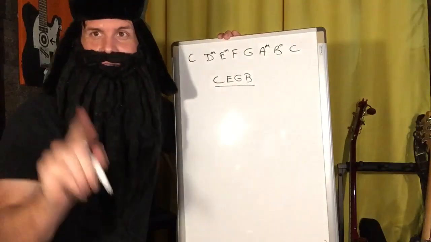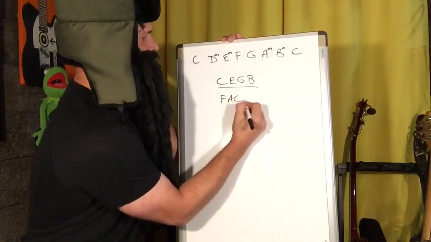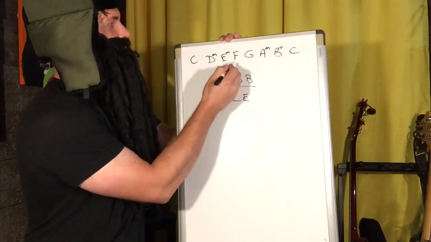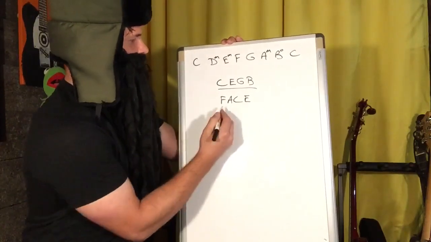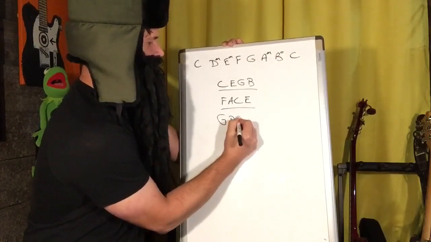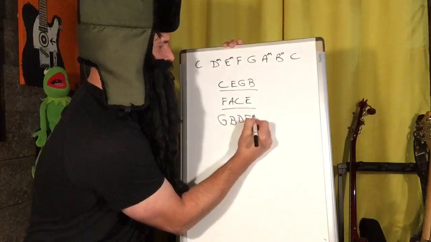I have an ant keg, but moving along to F. F is really easy to remember because it's face, E being 1/2 step lower than F, of course. And G is G, B, D, drum roll, F sharp.